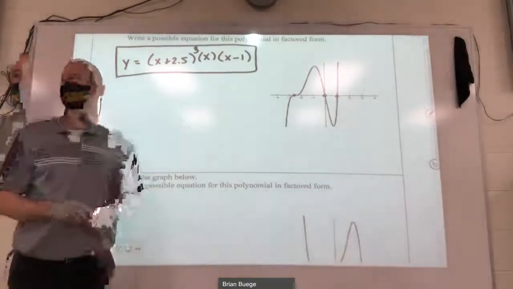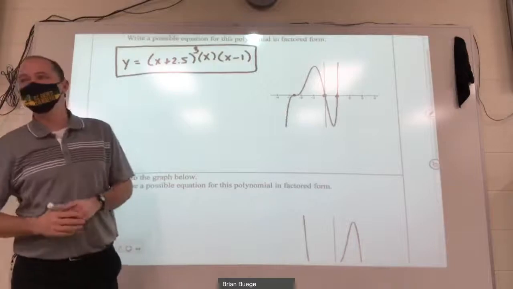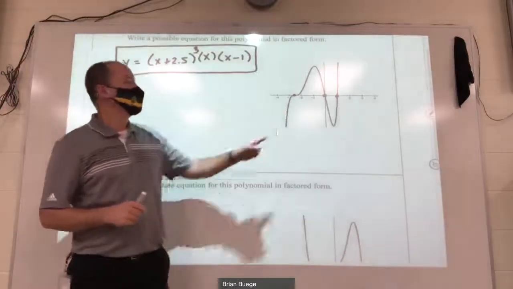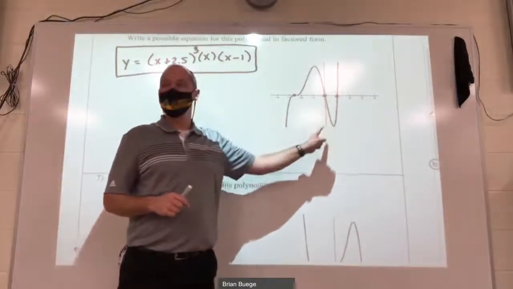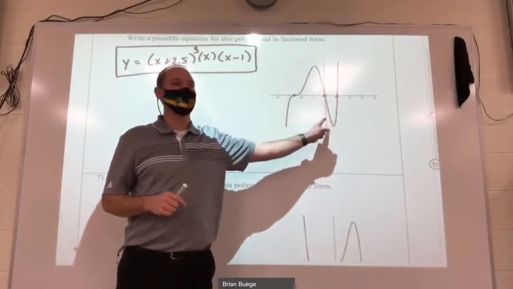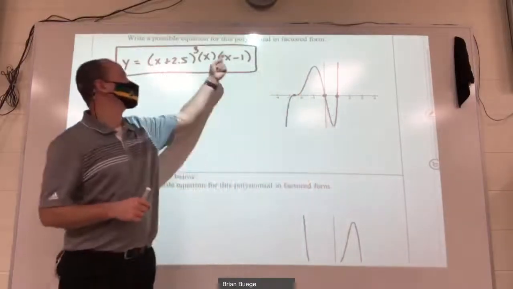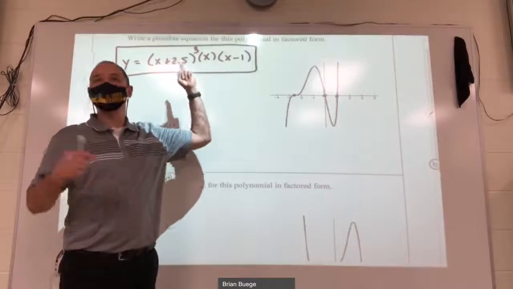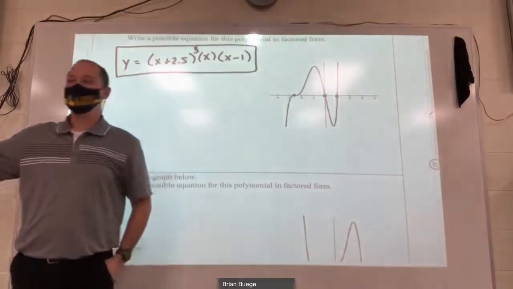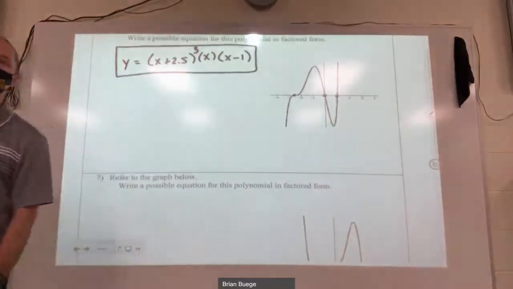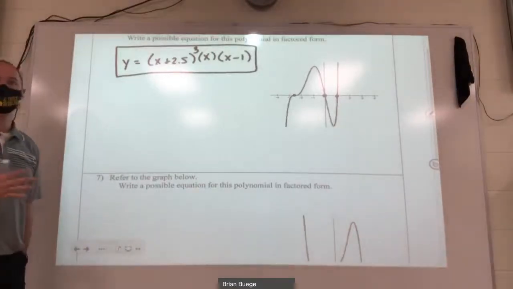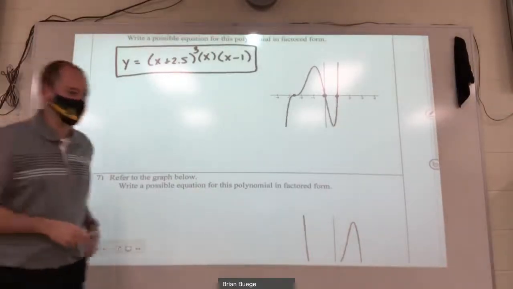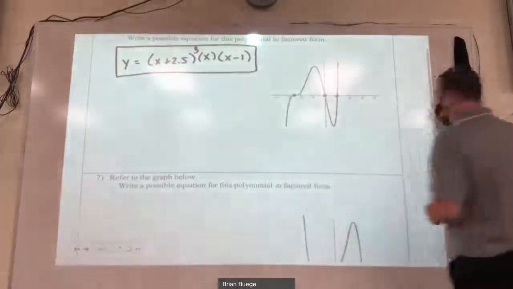If, by the way, just as a heads up, and we'll get into this a little bit later in the chapter, but if I had some other y-intercept, I would have to take that y-intercept and plug it in to actually solve for the a value. Okay, we'll get to that. That's the one piece where I don't really have a number. I just know it's positive in this case. All right, let's take a look.